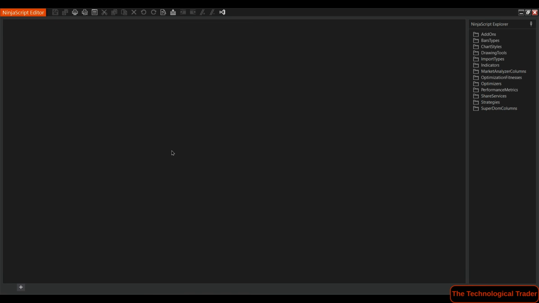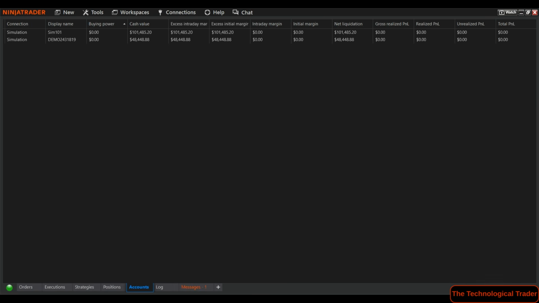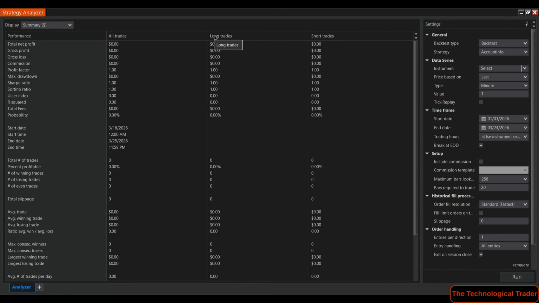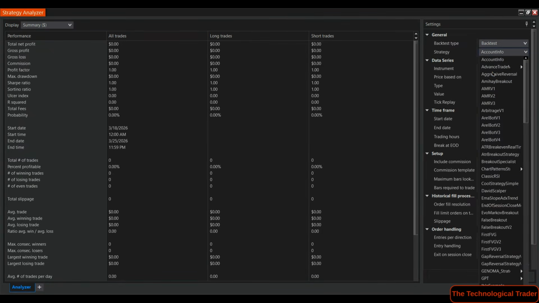Excellent. Now we need to head over to the strategy analyzer and put this strategy to the test. First, make sure you have a green connection to your data provider. Then, let's open up our strategy analyzer window. Okay, so now I will search for the strategy we just built. You can see aggressive reversal pops up right here near the top.